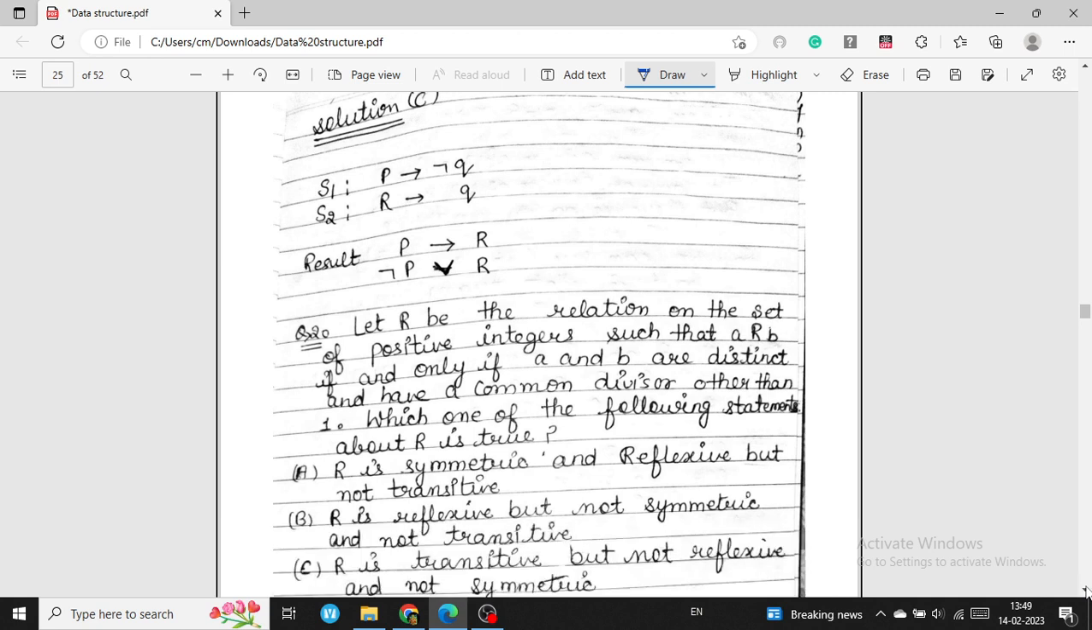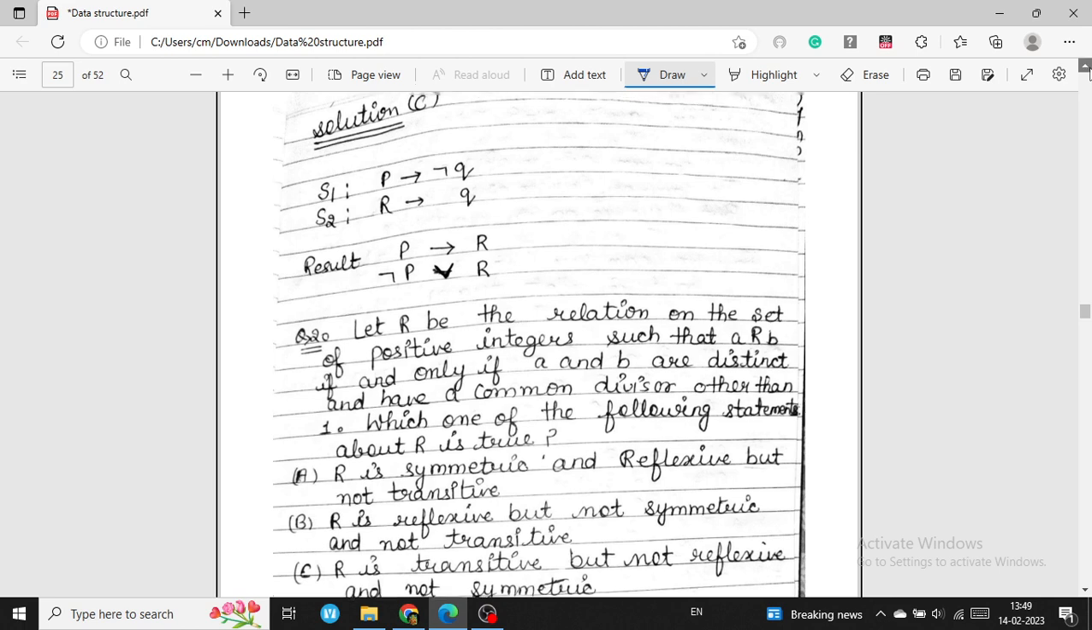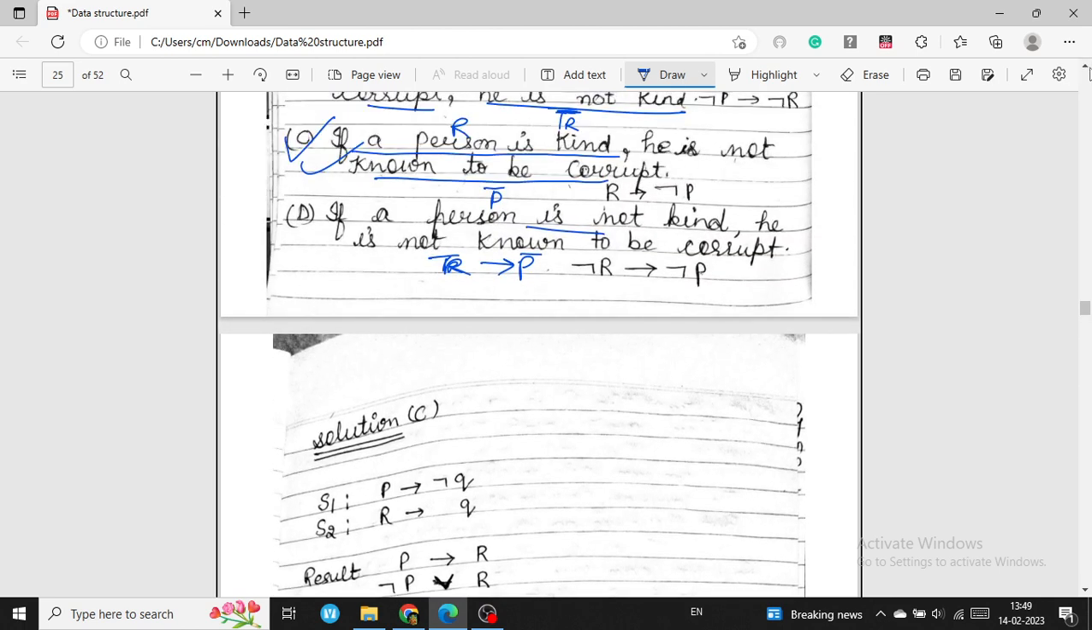S1 statement says P implies not Q, R implies Q, and the result is P implies R, and not P or R. And from this statement, R implies not P. That means the result will be verified. R implies not P, and P implies R means not P or R.